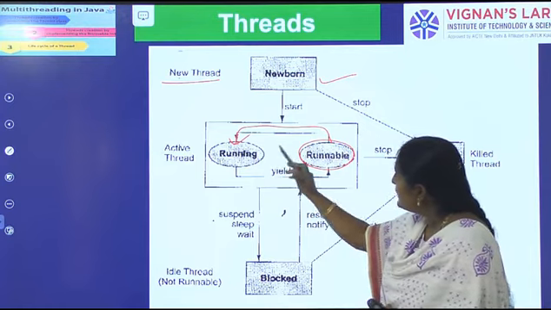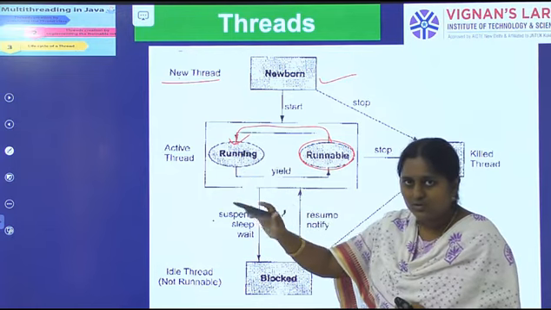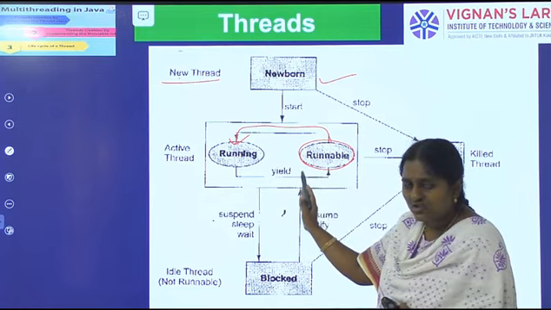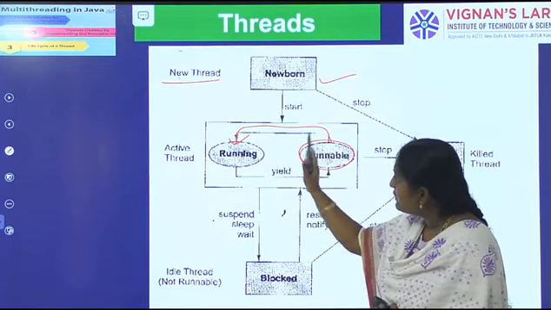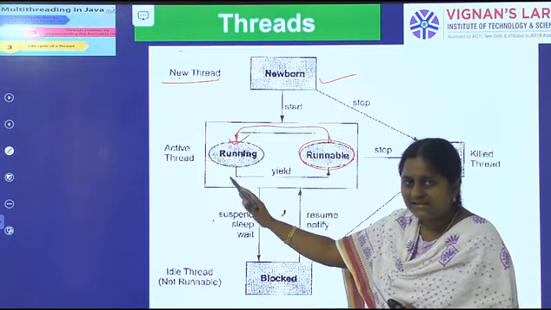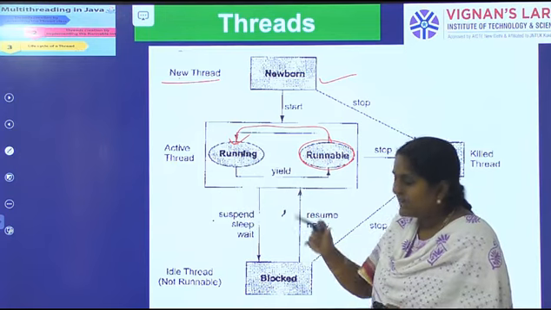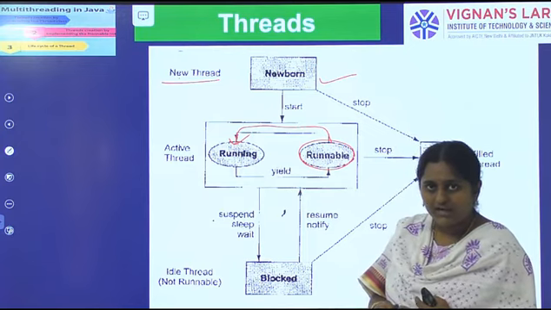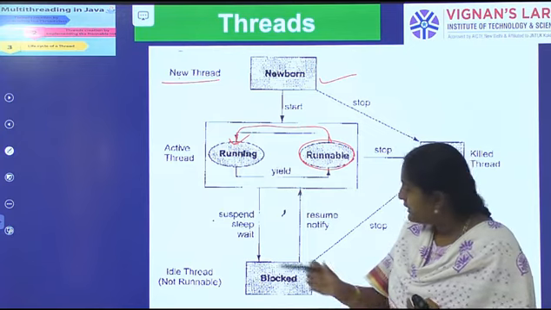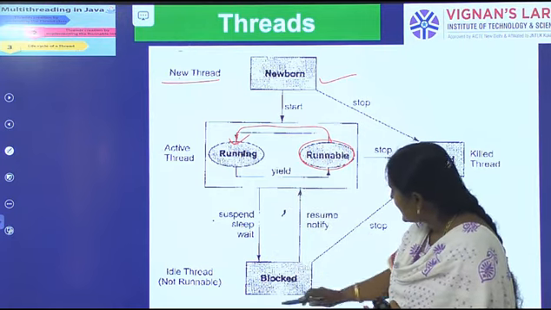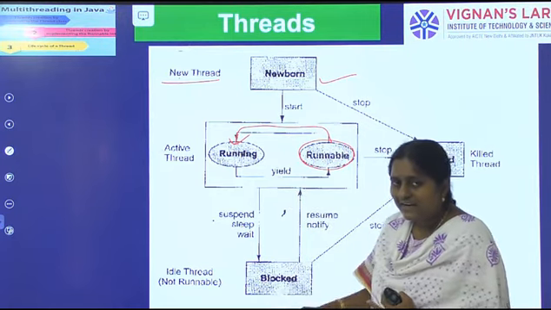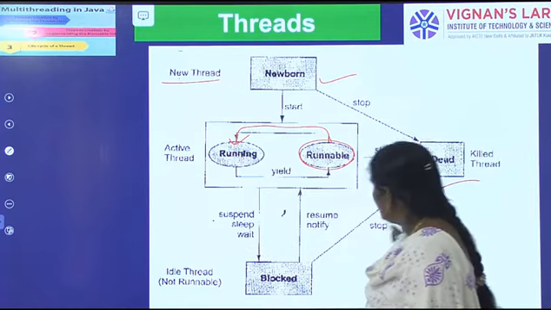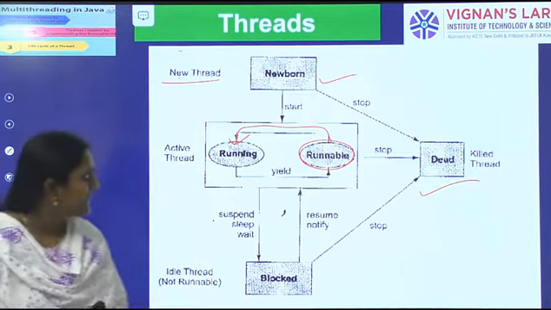In the runnable state, the thread is ready for execution and waiting for the CPU. After that, it will move to the running state, where the thread is executed by the CPU. In the running state, if any interrupts occur, like IO interrupts, it will move to the blocked state. If there are no interrupts, it will move to the dead state. That is the thread life cycle.